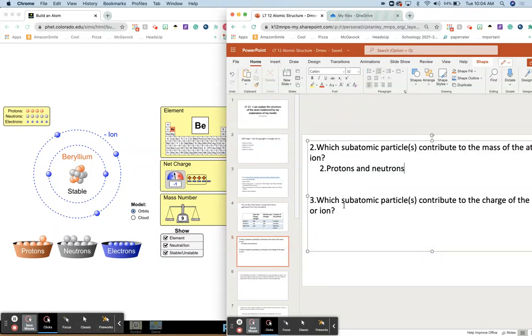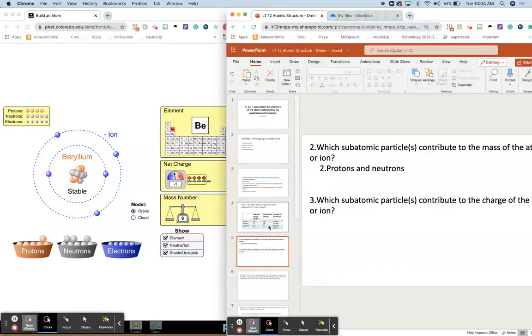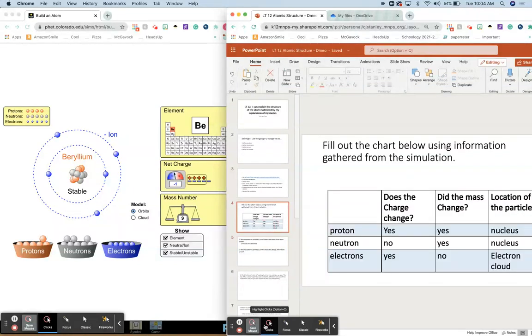It says which subatomic particles contribute to the charge? Well, let's go look. Which two change the charge? Good. That is going to be my protons and electrons.